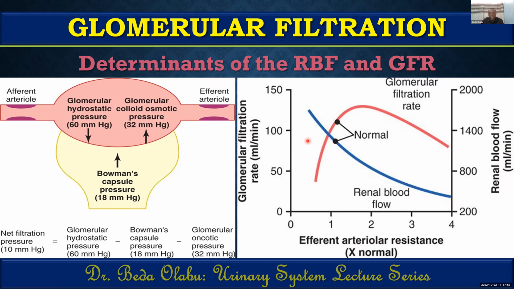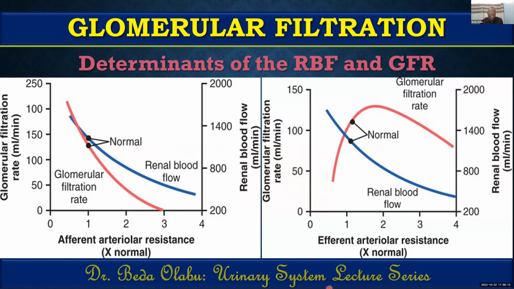Understand that's a bit different from the other one. Here, a further increase in the resistance of the efferent arteriole does not significantly affect renal blood flow. So the graph between GFR and afferent arteriolar resistance is on your left. Compare that with the graph between GFR and efferent arteriolar resistance on your right, and understand why there's that difference, because of the effect on renal blood flow.